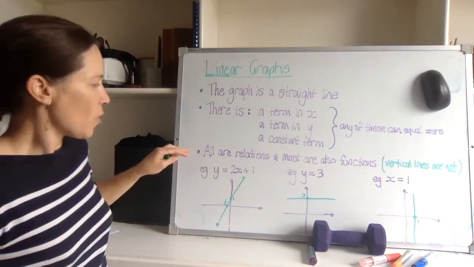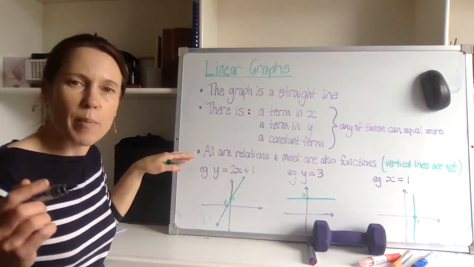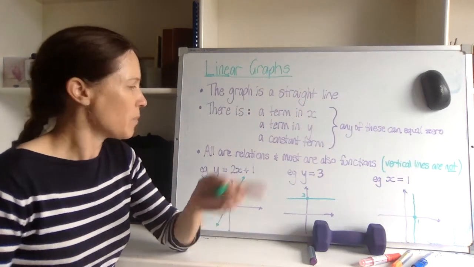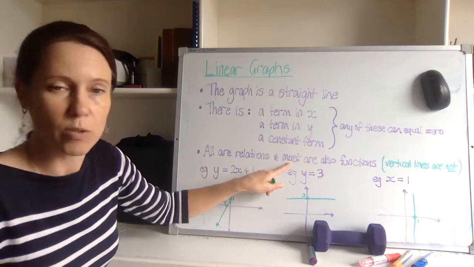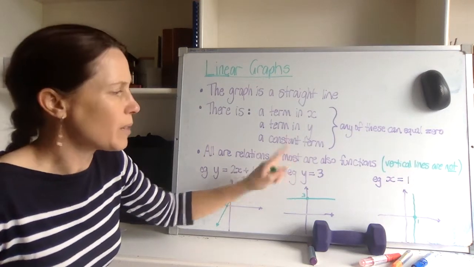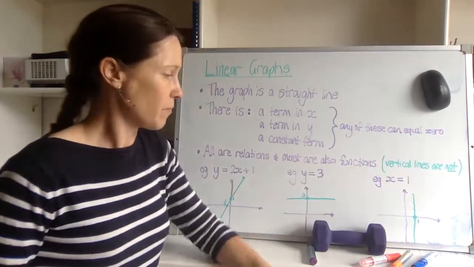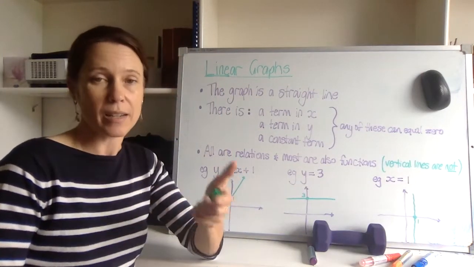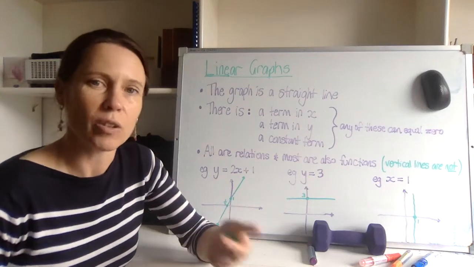So we'll say that all of them are relations. Now you'll remember that a relation is just any set of coordinate pairs that we can graph on the Cartesian plane. And most straight lines are also functions. But they wouldn't all be, because a vertical line, something like this, will actually fail that vertical line test that we need a relation to pass if we're going to call it a function.